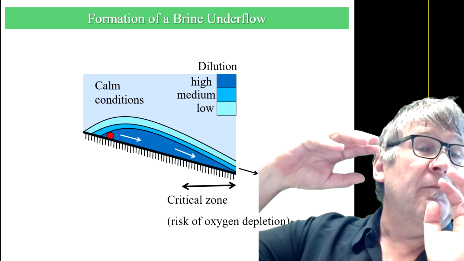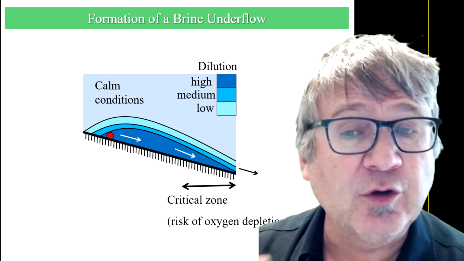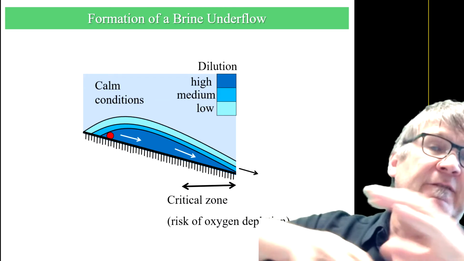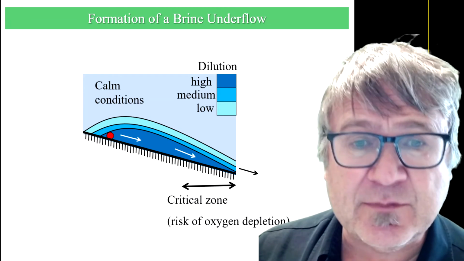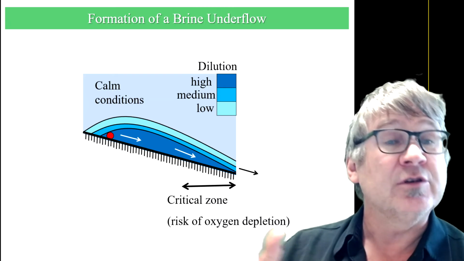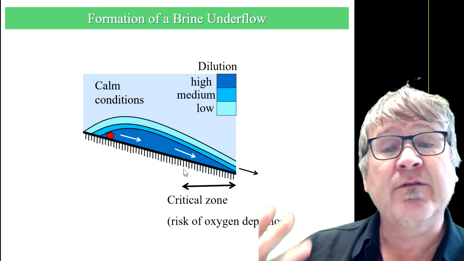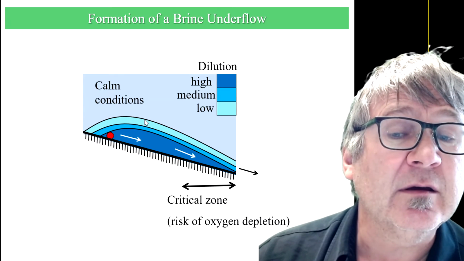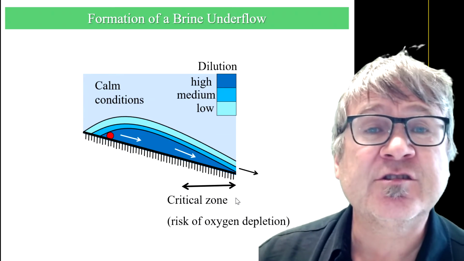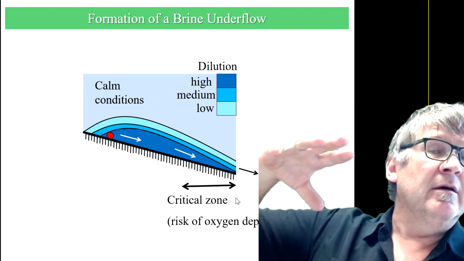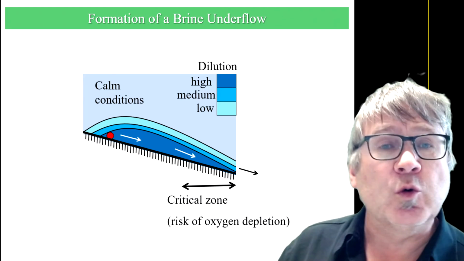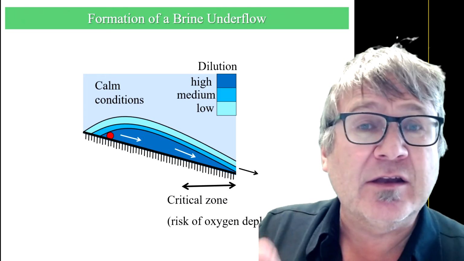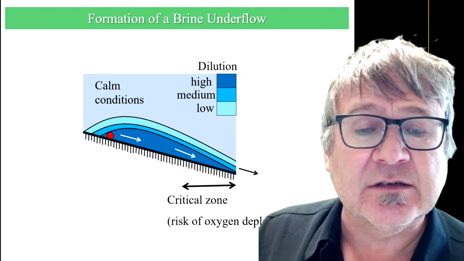And the risk is particularly high during calm conditions. For example, if you have neap tides and very calm atmospheric conditions. So you might get the situation where you have a high concentration of brine flowing away from your discharge and covering a relatively large zone, which may exceed the limit of 100 meters, the mixing zone.